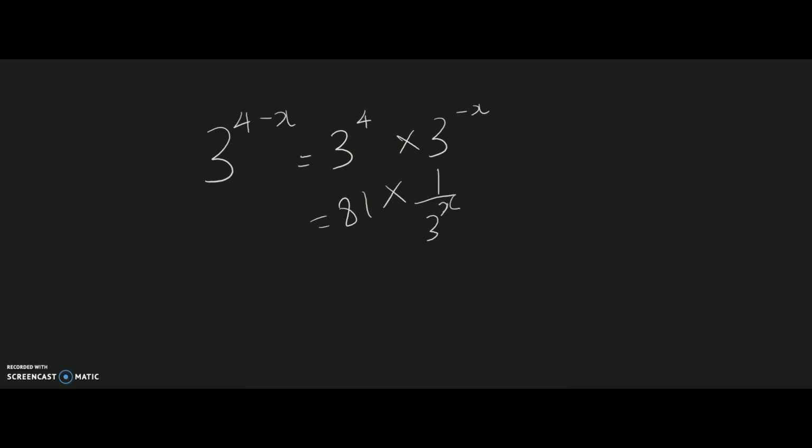So 81 multiplied by 1 over 3 to the power of x is actually 81 over 3 to the power of x. See, there are no negative exponents. That's the aim of this equation.